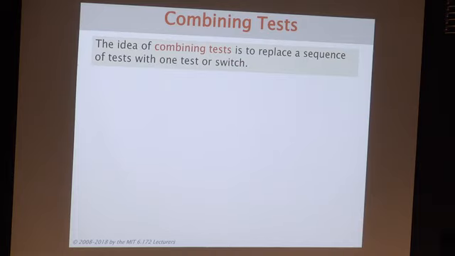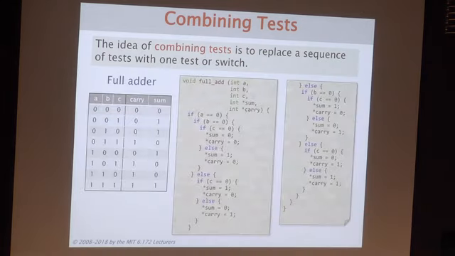OK, so the next idea is to combine tests together. Here we're going to replace a sequence of tests with just one test or switch statement. So here's an implementation of a full adder. A full adder is a hardware device that takes as input 3 bits, and then it returns the carry bit and the sum bit as output. Here's a table that specifies for every possible input to the full adder what the output should be. And there are 8 possible inputs to the full adder because it takes 3 bits, and there are 8 possibilities there. And this program here is going to check all the possibilities.